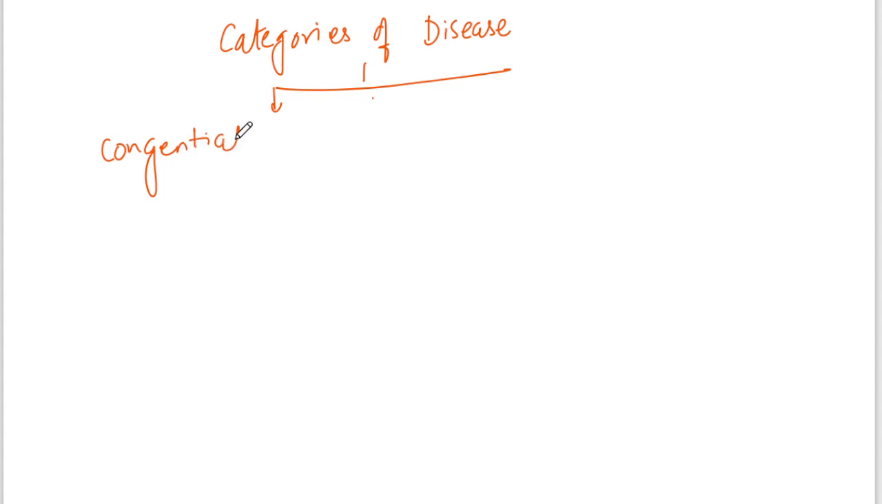Categories of diseases. We have two types of diseases. One is congenital diseases. Please take notes parallel to me; thereby your preparation will become very easy. Congenital diseases. Second is acquired diseases.